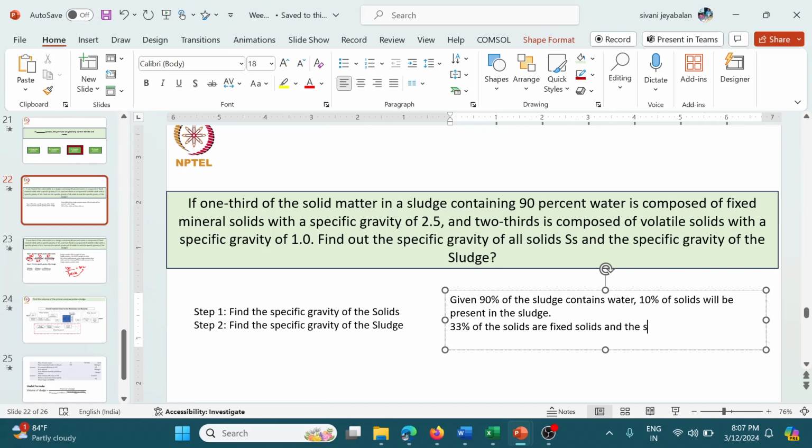and the remaining 67% of solids will be volatile solids. Okay.